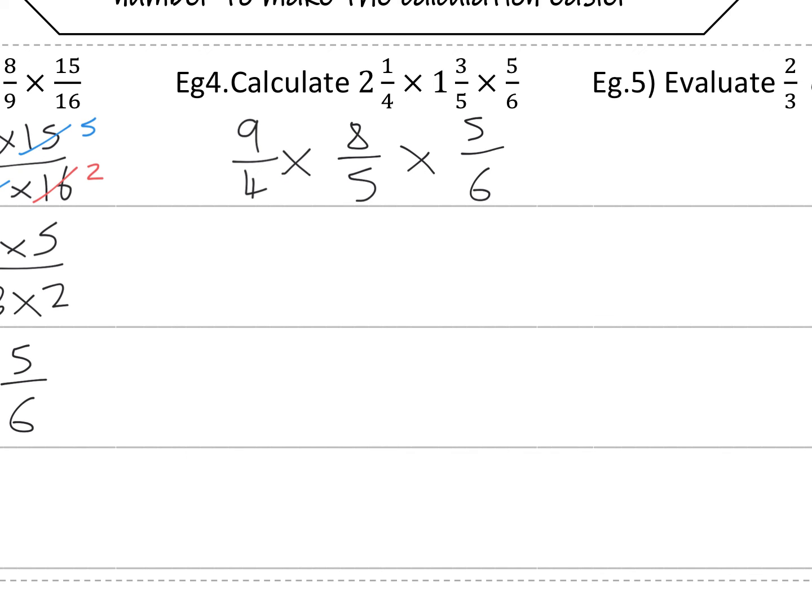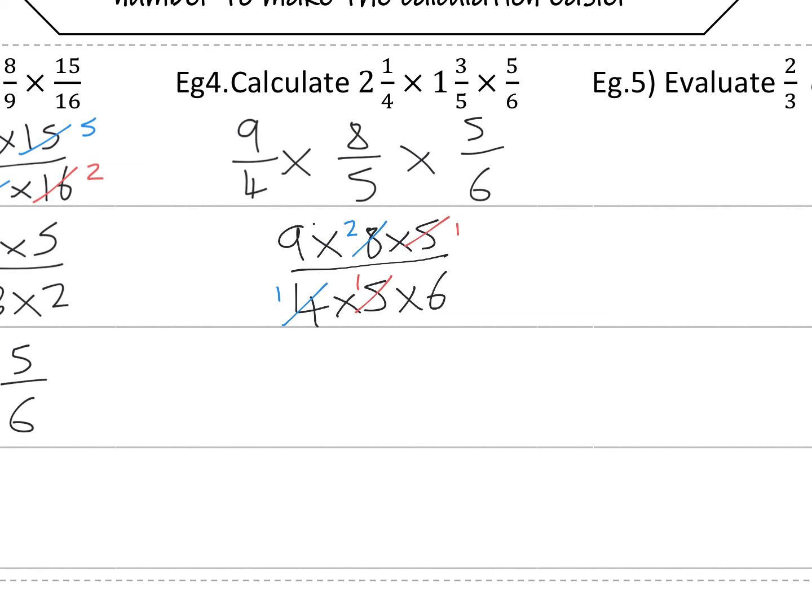Now there's two calculations here, but they're both multiplications. So we can write it all as one fraction, 9 times 8 times 5, divided by 4 times 5 times 6. If we now look for our common factors, we can see that 5 is common, so divide through by 5. We can see that 4 is common, so we can divide through by 4. And we can see that 3 is also common, so we can divide through by 3.